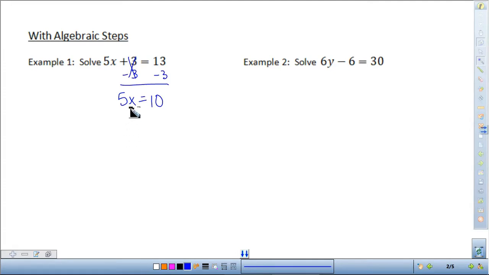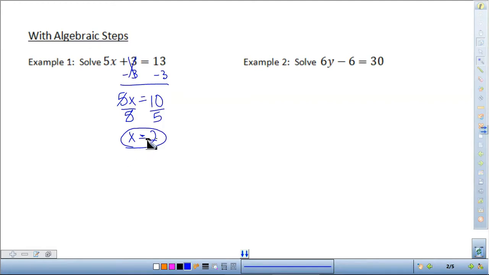At that point, all we need to do now is get rid of this 5. So we'll do the inverse of 5 times x, which would be dividing by 5. And again, we have to keep it balanced, so we're going to do that to both sides. When we divide by 5 on both sides, 5 divided by 5 is 1, and 1x is the same thing as just x, so those 5s will essentially cancel out. On the other side, we have 10 divided by 5, which is 2. So our final answer for that one is x equals 2.